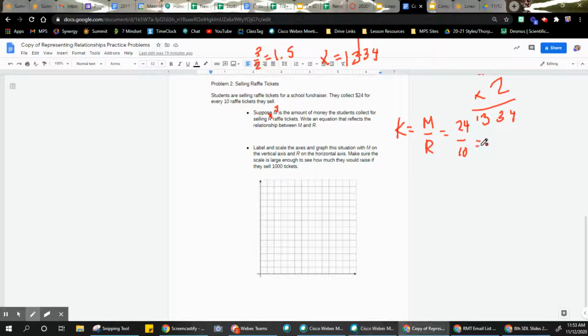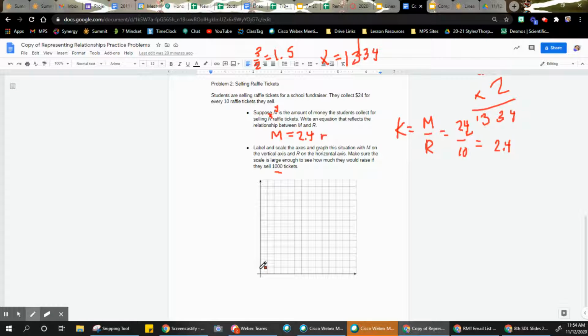Okay, so if I do 24 divided by 10, to divide by 10, I just move the decimal place 1 point, so it's 2.4. So then I have M equals 2.4 R. Okay, so now it says label and scale my axis to represent the equation, and it wants me to scale large enough that I can see what happens if they sell 1,000 tickets.